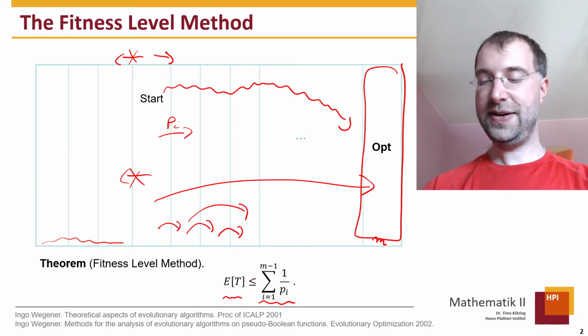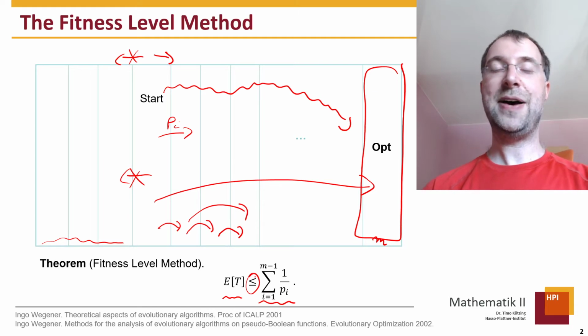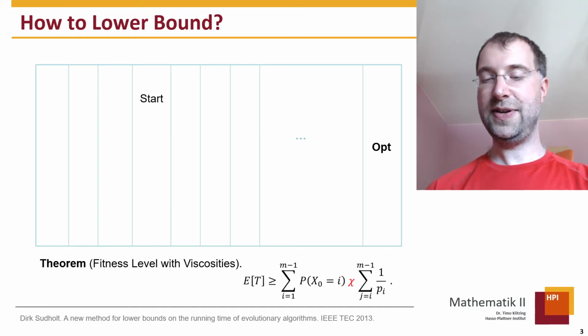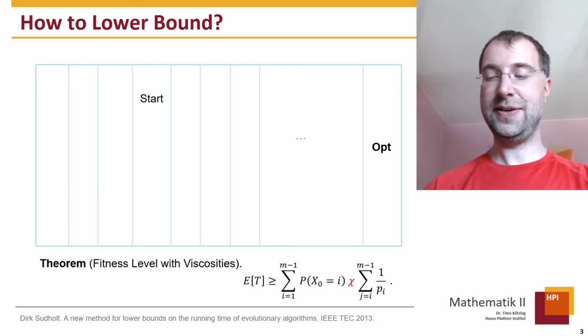Now, as you can see here, it's an upper bound on the runtime, not a lower bound. So it would be nice to have some kind of lower bound that's similarly easy. And so there exists a lower bound based on the fitness level method. That's due to Dirk Sudholt. So what did Dirk show? He showed that you can use some fitness level argument with viscosities.